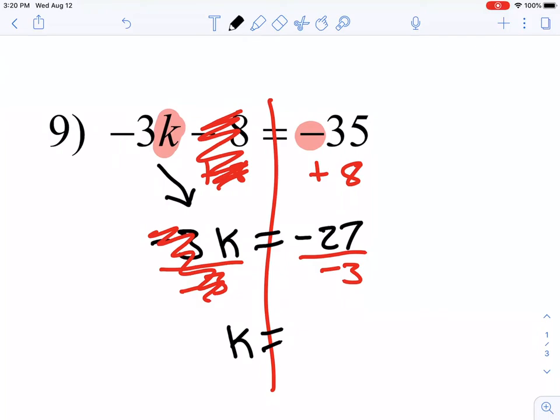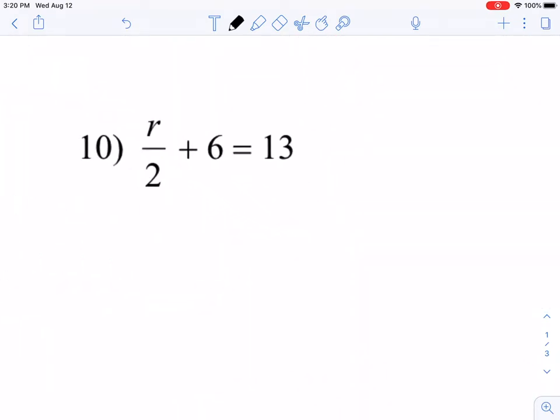And then I'm going to divide -27 divided by -3. My signs are the same, so it's going to give me a positive answer. And 27 divided by 3 is 9. So that's our answer there. And then this is our last one.